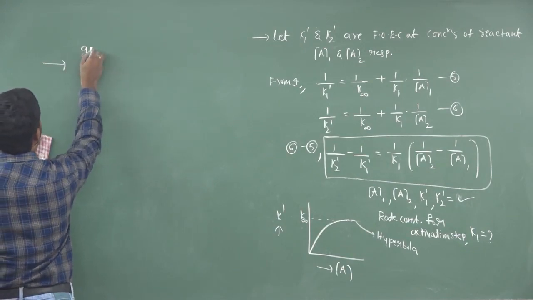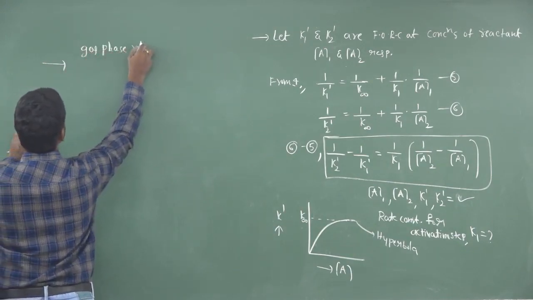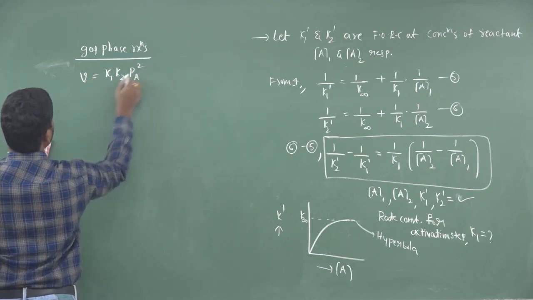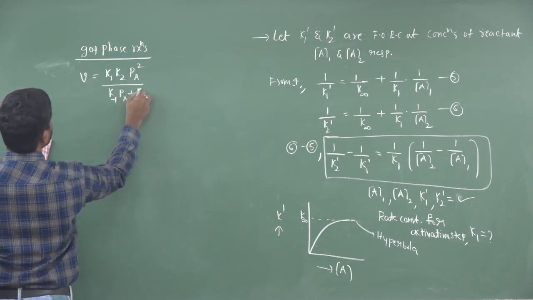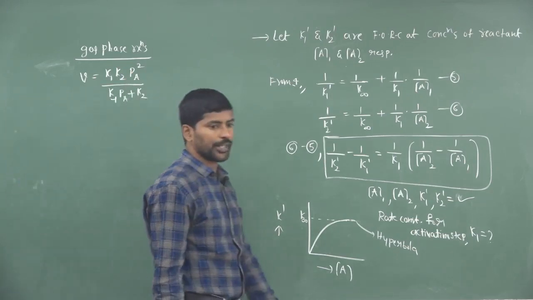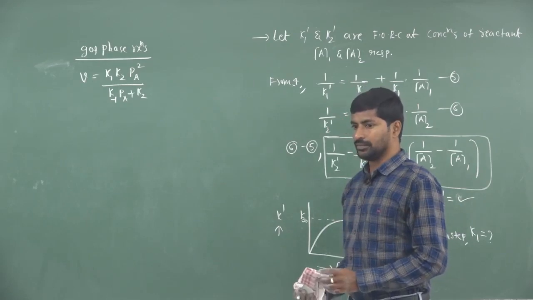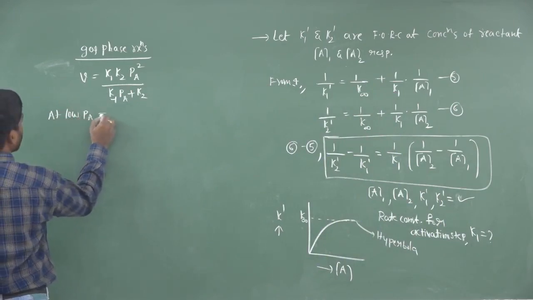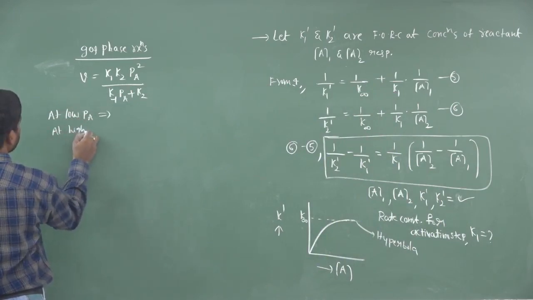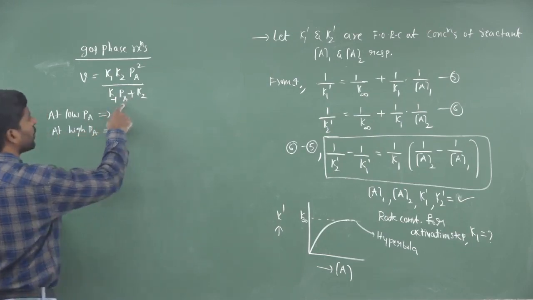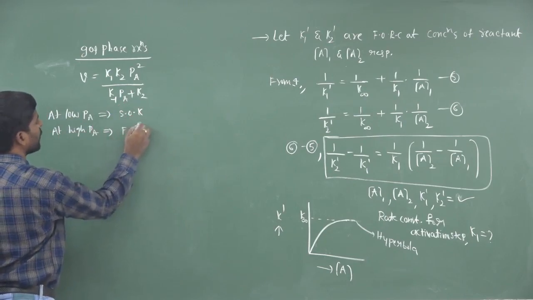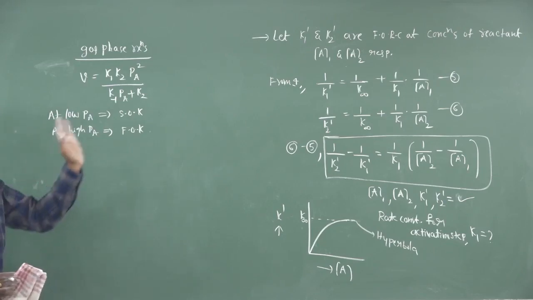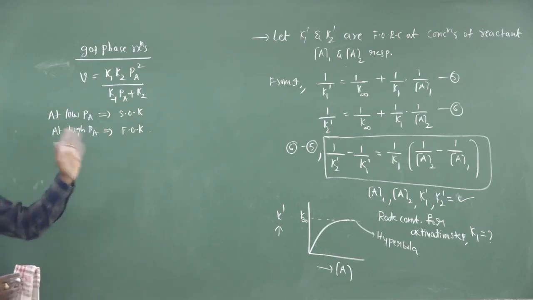Next, we have gas phase reactions. If you see, V is equal to K1 K2 Pa square by K minus 1 into Pa plus K2. Previously we discussed that at low pressure it follows second order kinetics, and at high pressure it follows first order kinetics. Now at which pressure does it change its order?